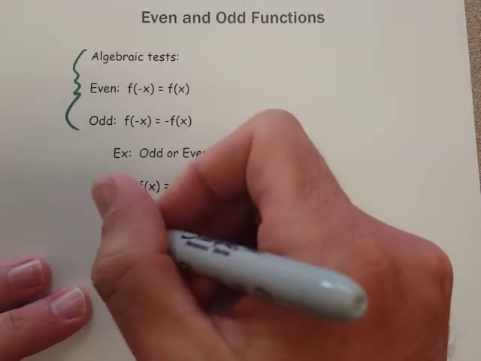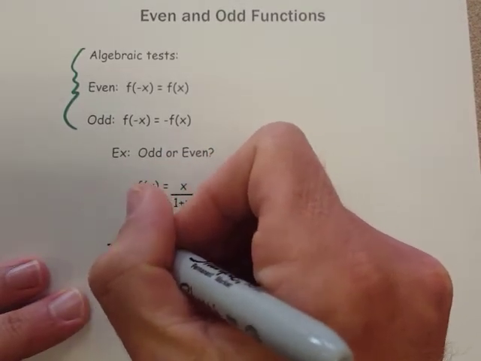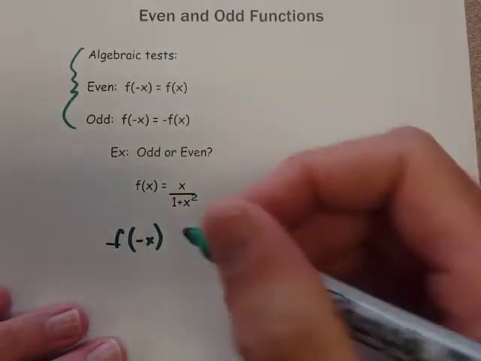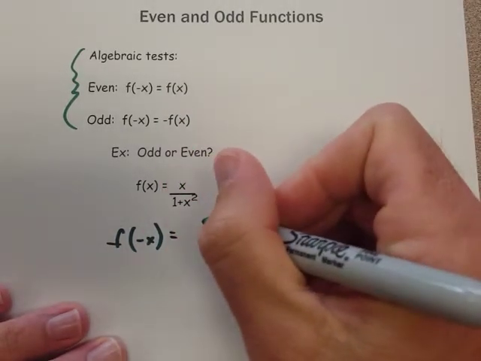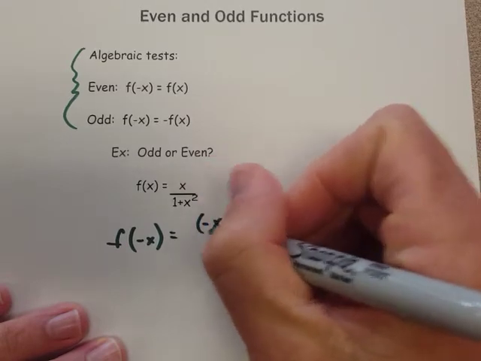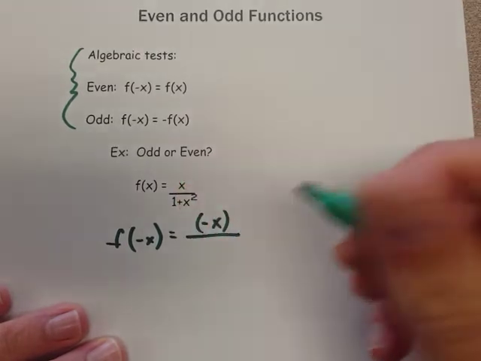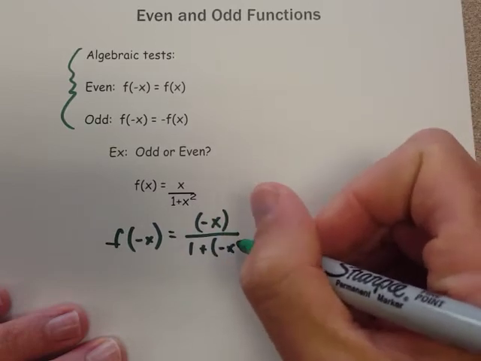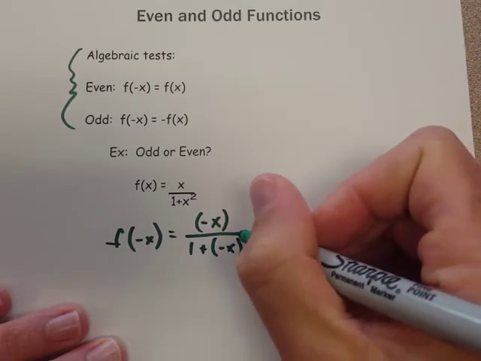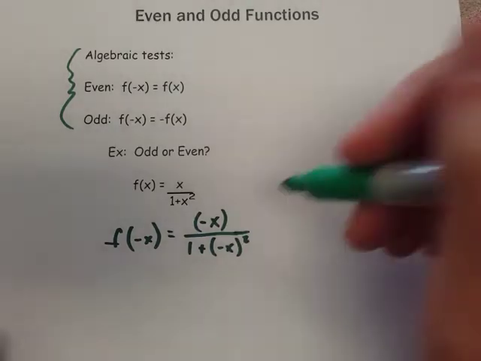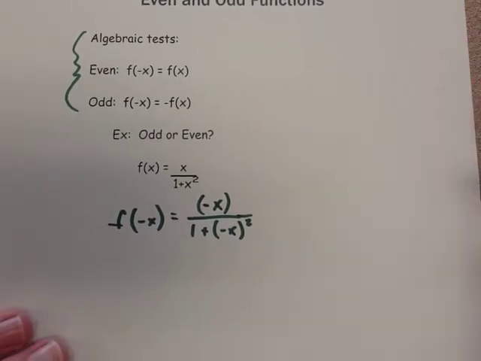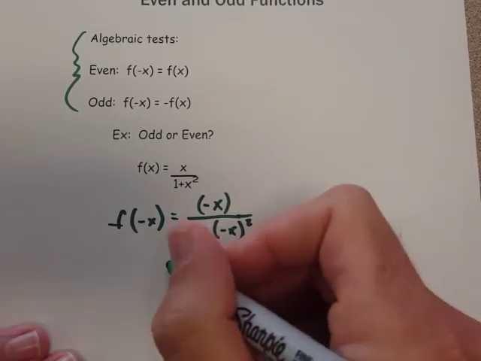So here's my first step. No matter if I think it's even or odd, I'm going to plug in negative x to this function, which means that I plug in negative x up here, and I also plug it into any other x's that I see in this problem. There will be some problems, if they're polynomials in particular, where you have to plug it in several times. Once I do that, I want to simplify this expression.